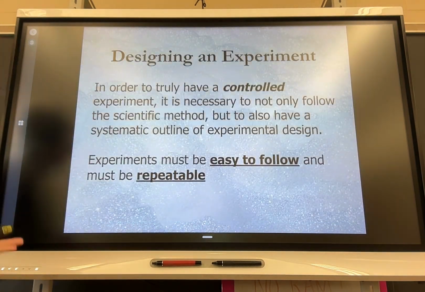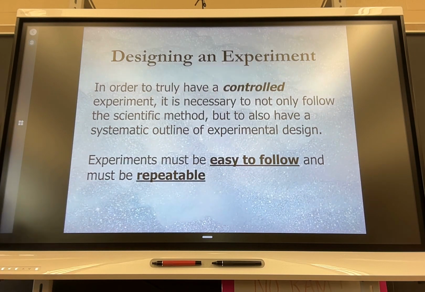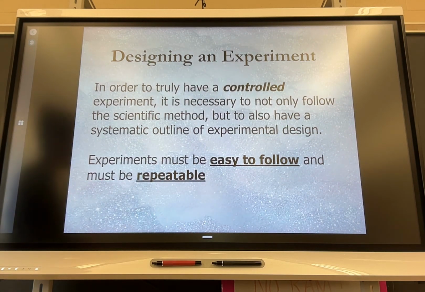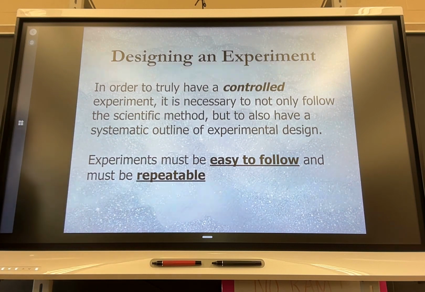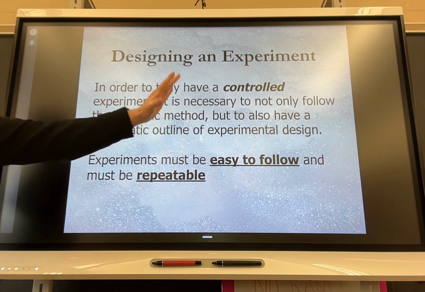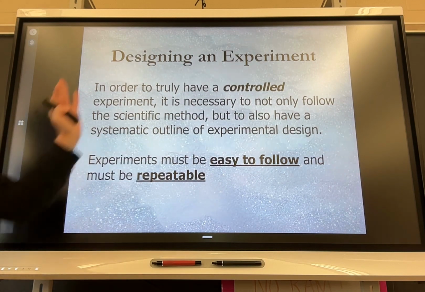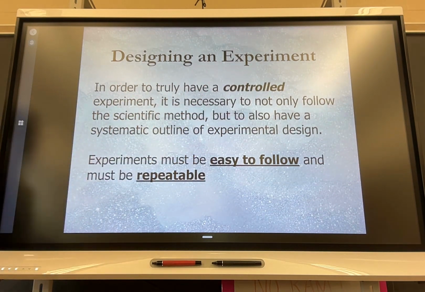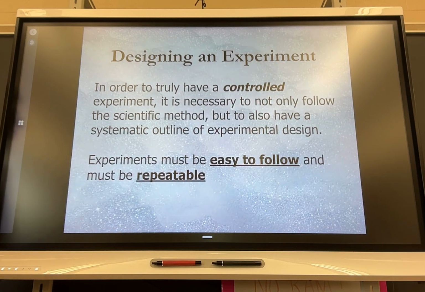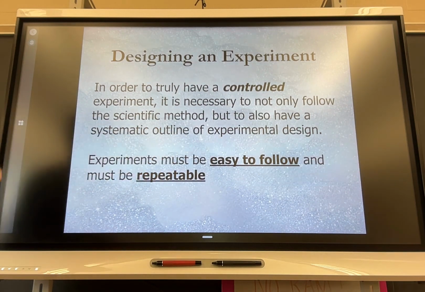And that's what's going to lead us into designing our own experiments. So next week we will be designing our own experiments. And in order to truly control an experiment, we not only have to follow the scientific method that we just learned, but we also have to systematically lay out our experiments. We have to lay it out so that we can understand it, and that once we present our research to whatever audience, they can follow along with our experiment as well. So experiments have to be easy to follow, and they have to be repeatable. And we'll talk about why this is a little bit later.